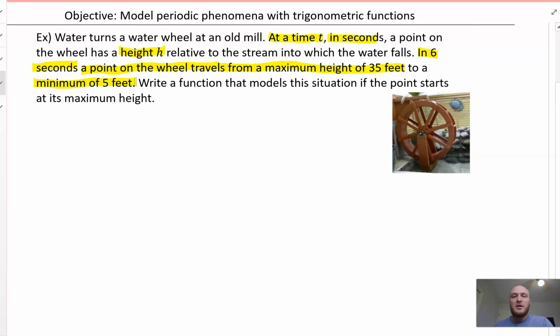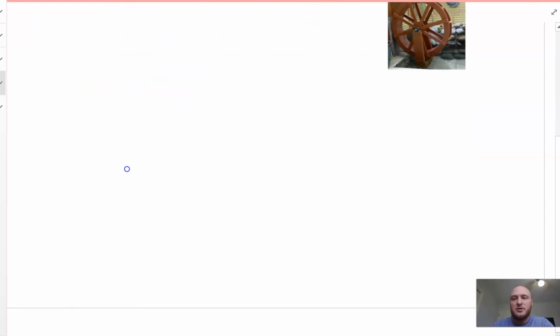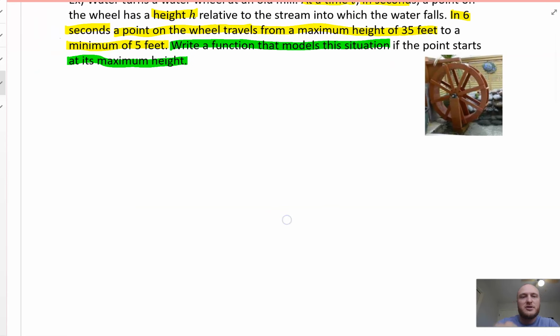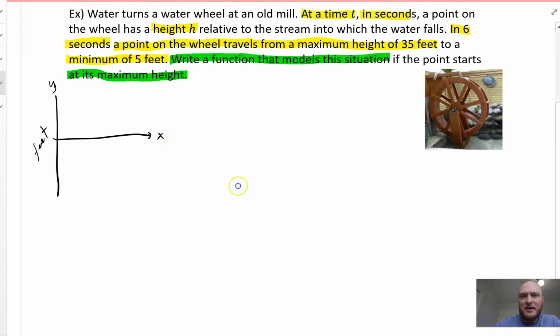Write a function that models the situation, where the point starts from its maximum height. All right, so first thing that we need is an image. So I'm just going to start my graph here. Here's my y-axis, and this is in feet. And then I have the x-axis, and this is in seconds again.